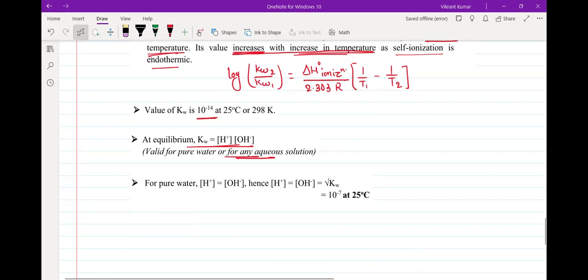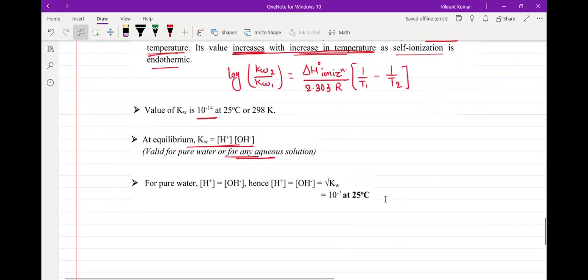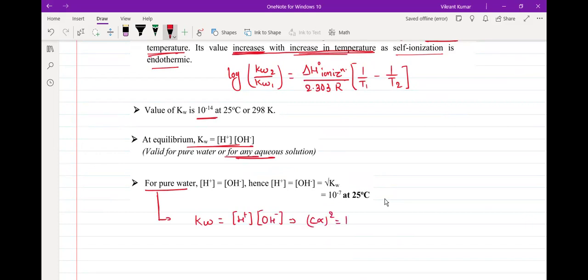Now, if someone is asking for alpha in pure water, how much will it be? See what was written here: KW was H plus into OH minus, and for now both are equal. So in pure water, we can write C alpha whole square is equal to KW, which means alpha will be root KW upon C. At 25 degrees C, we can write this will be 10 raised to minus 7 upon 1000 by 18, approximately. So this value is at 25 degrees C.